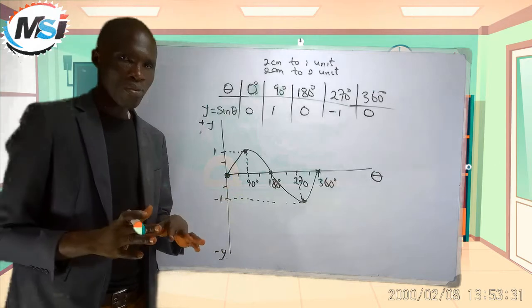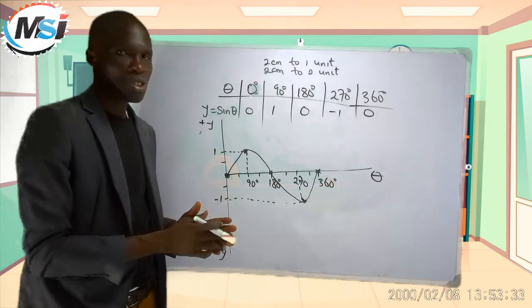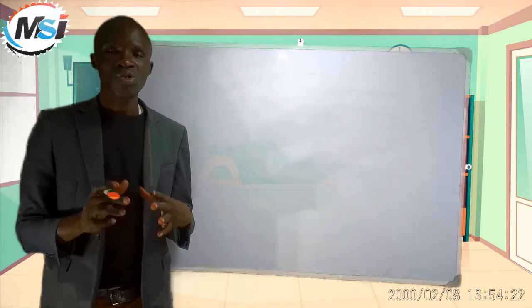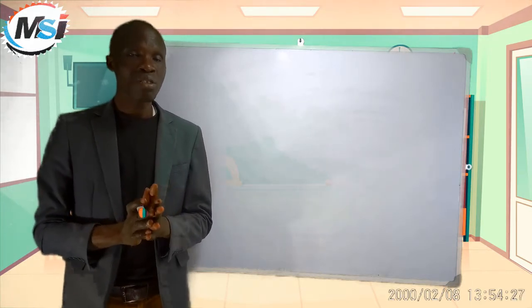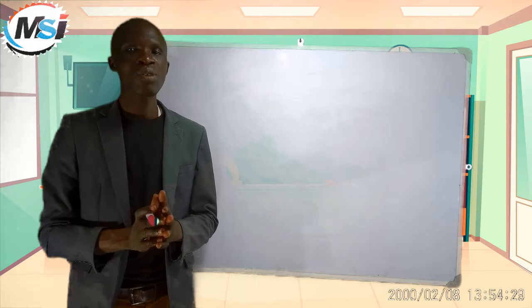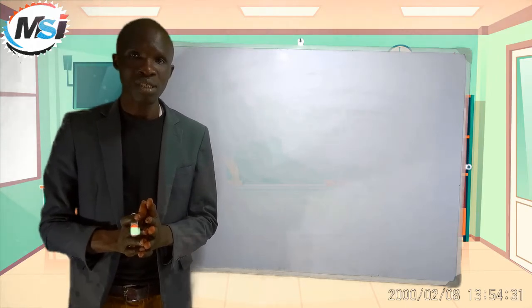So I'll be right back to give you the cos theta. Draw the graph of y equals cos theta for 0 degrees less than or equal to theta, and theta less than or equal to 360 degrees.